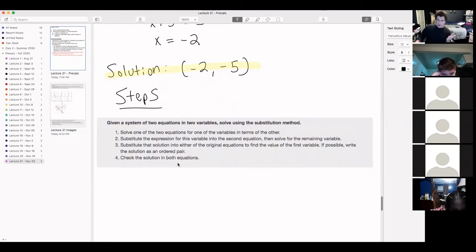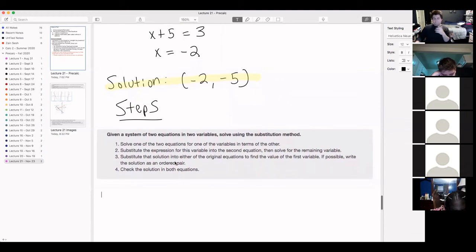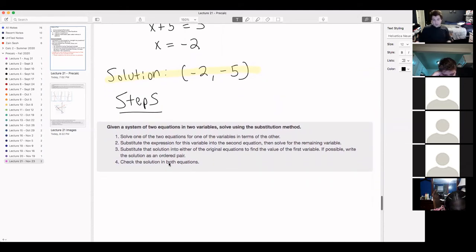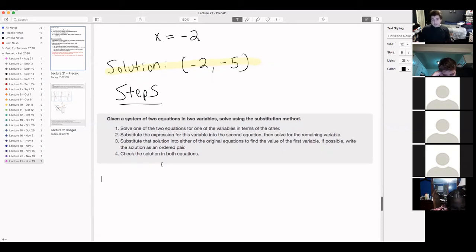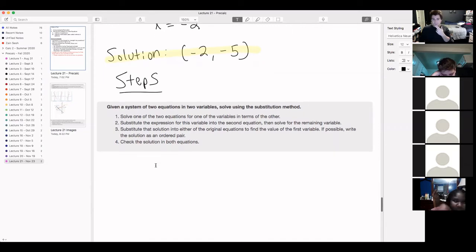And then step 4, which I did not do, was you just check the solution in both equations. You basically just have to go in and verify that your solution's correct. So it is a good idea to do that to check your work. So I would recommend checking, because if it's not true, then you know you made a mistake somewhere, so you can go back and try it again. So that's the substitution method. I will stop there with examples for this method. You'll have practice on the homework. And yeah, so any questions on this?